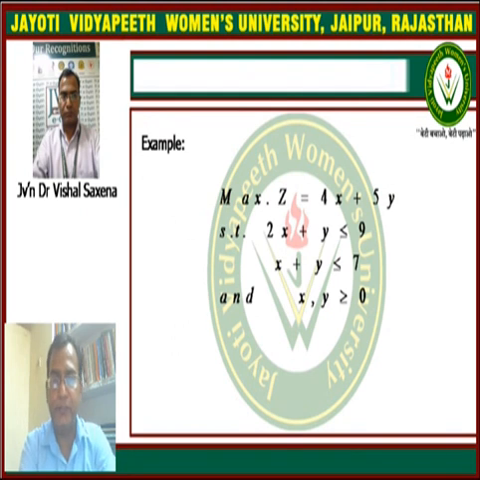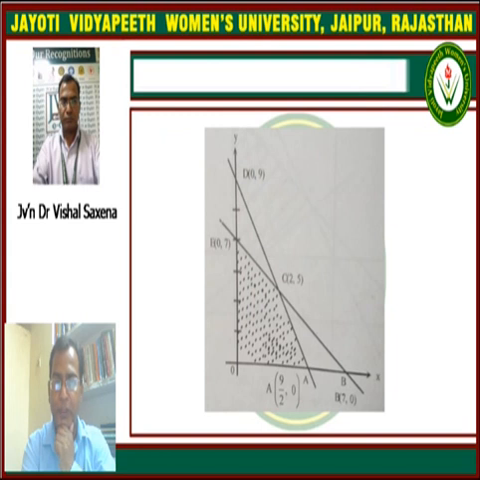We understand this graphical method with an example. Suppose we have an objective function 4x plus 5y, which is to be maximized such that the two constraints are given: 2x plus y is less than or equal to 9, and x plus y is less than or equal to 7. These two constraints are also called inequations, and the non-negative restriction is x, y greater than or equal to 0.